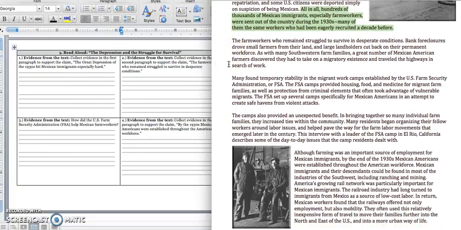The farm workers who remained struggled to survive in desperate conditions. Bank foreclosures drove small farms from their land, and large landholders cut back on their permanent workforce. As with many southwestern farm families, a great number of Mexican-American farmers discovered that they had to take on a migratory existence and traveled the highways in search of work.